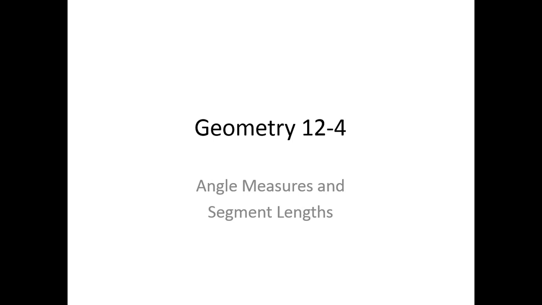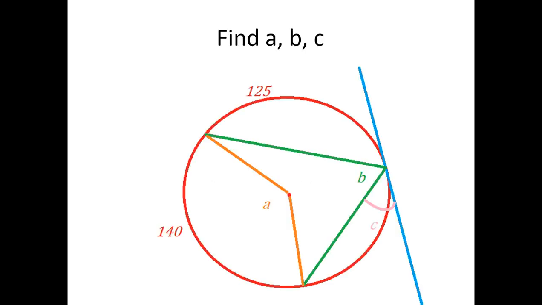Okay, so continuing on our chapter about circles. This section is about the angle measures and segment lengths of different lines cutting through a circle. We're going to be looking at if it intersects inside a circle and also if it intersects outside of a circle. Okay, so let's start off with this.